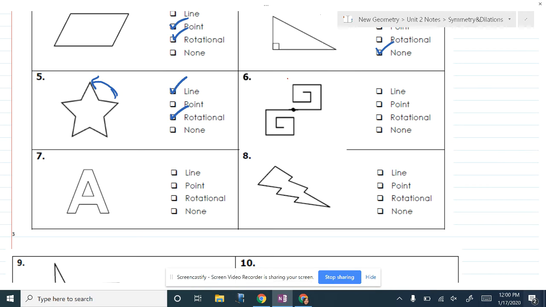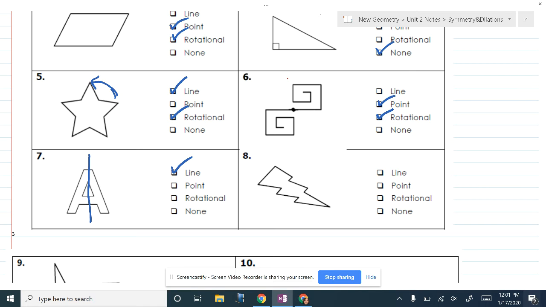Number 6 is kind of an odd figure. I can draw a line anywhere on this, and they do not match up on either side. So this does not have any type of line symmetry. Upside down, though, it does look the same. So it does have point symmetry, and it also has rotational symmetry if it has point symmetry. Number 7 is a capital A. Number 7 does have line symmetry because if I draw a line vertically through the center, it matches up on both sides. It does not look the same upside down, so it does not have point, nor does it have any other rotational symmetry. So number 7 only has line symmetry.